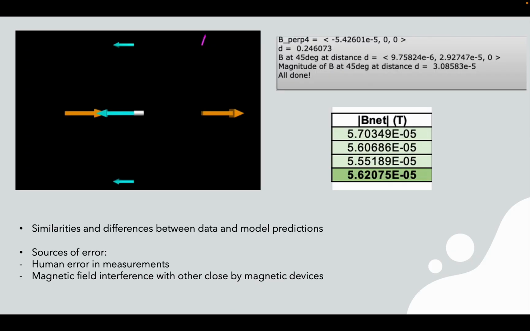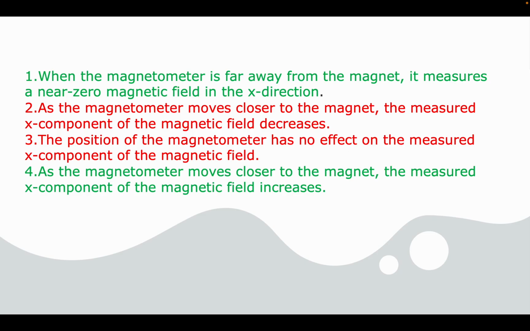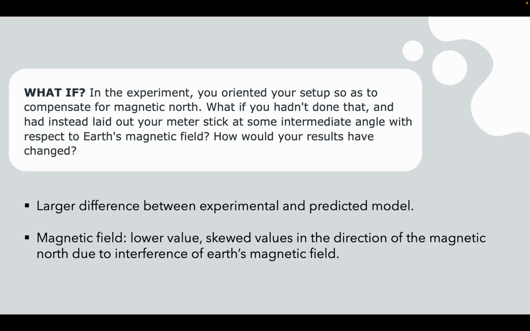Here we have our output where the arrows represent the on and off magnetic fields. Our value of 3.08 e to the minus 5 was not quite the same as our predictive model, 5.6 e to the minus 5, but given the assumptions and the errors, we were not that far off. The only 2 statements here that were true were 1 and 4, where when the magnetometer is far away from the magnet, it measures close to a zero magnetic field, and as it moved closer to the magnet, the measured x component of the magnetic field increased with it.